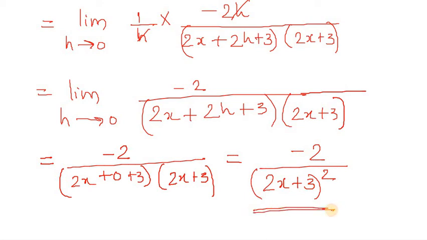That's it. So, in the first principle, we have limit h tending to 0, f of x plus h minus f of x upon h. We know that anything divided by 0 is not defined. So, in first principle, we will try to eliminate h in the denominator.